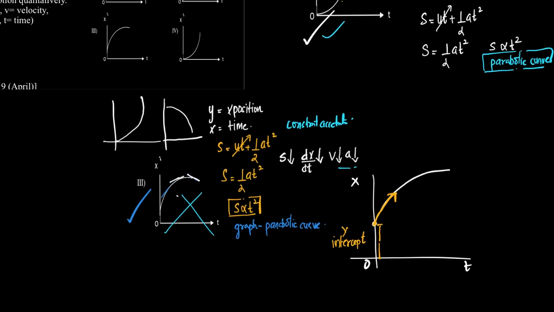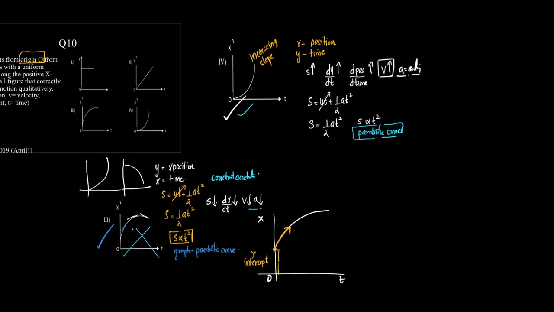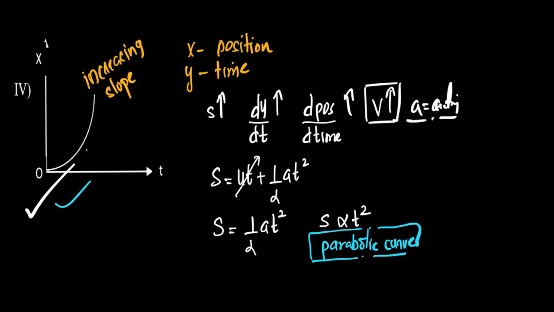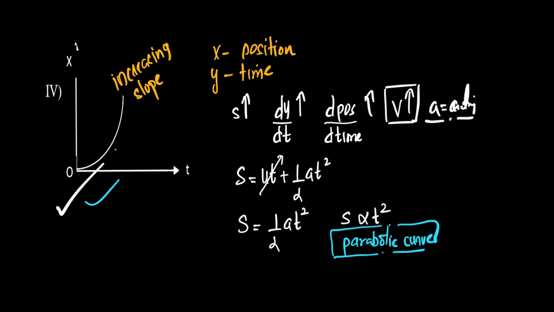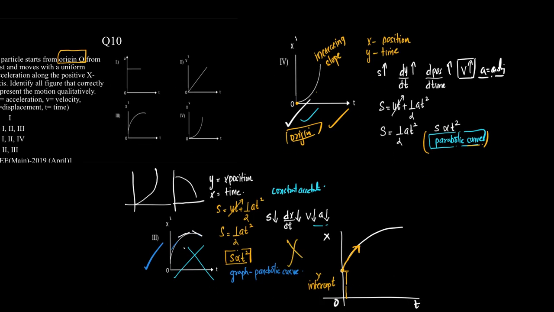Now, if you try to read the question, it says that it starts from origin. Now, the fourth graph very clearly says that the curve is parabolic, but where does it start from? It starts from the origin. So the intercept here is 0, and that is why, using the second concept of parabolic curve, this graph is correct, and the third graph is incorrect. Okay.